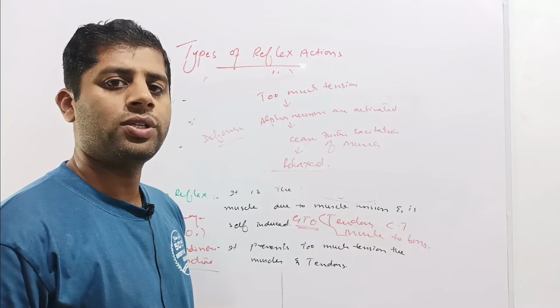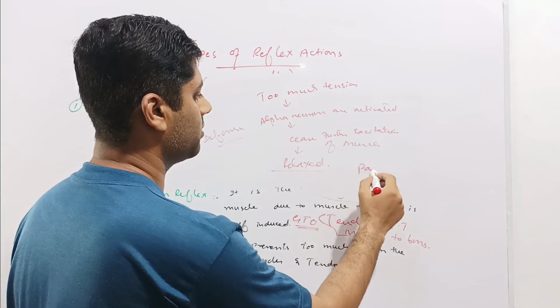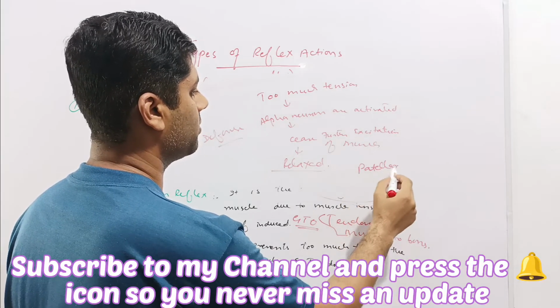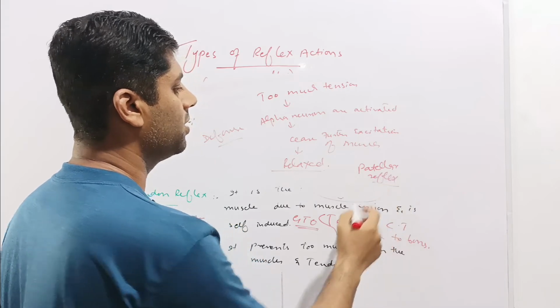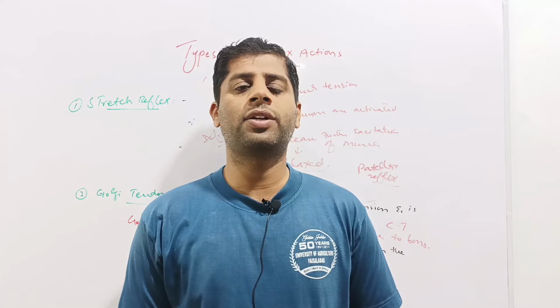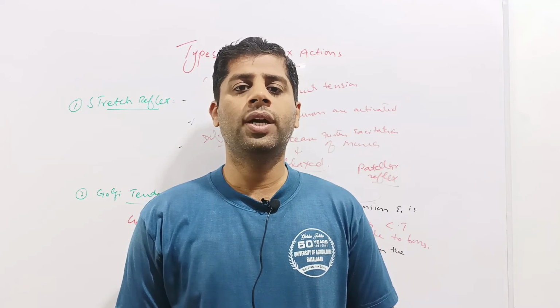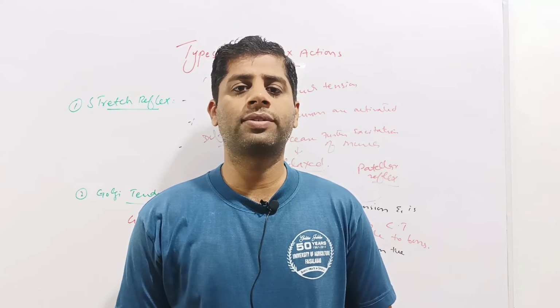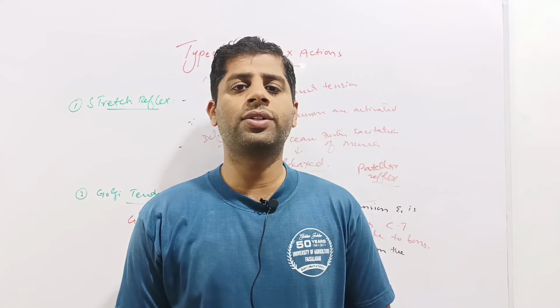The common example of the Golgi tendon reflex is the patellar reflex. The patella is the bone present in the knee. It is also called the knee jerk. When the patellar tendon is hit by a hammer or solid body, it gives a jerk to the knee and consequently the quadriceps muscles are relaxed. So this is called the patellar reflex or Golgi tendon reflex.